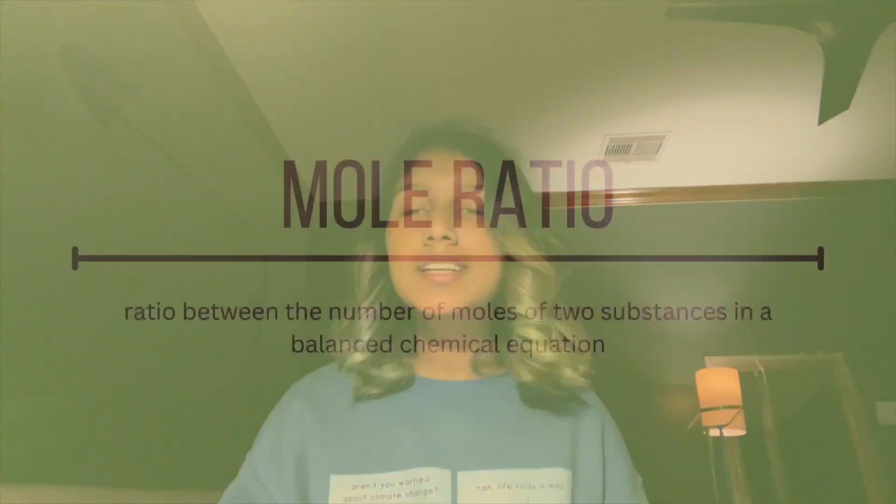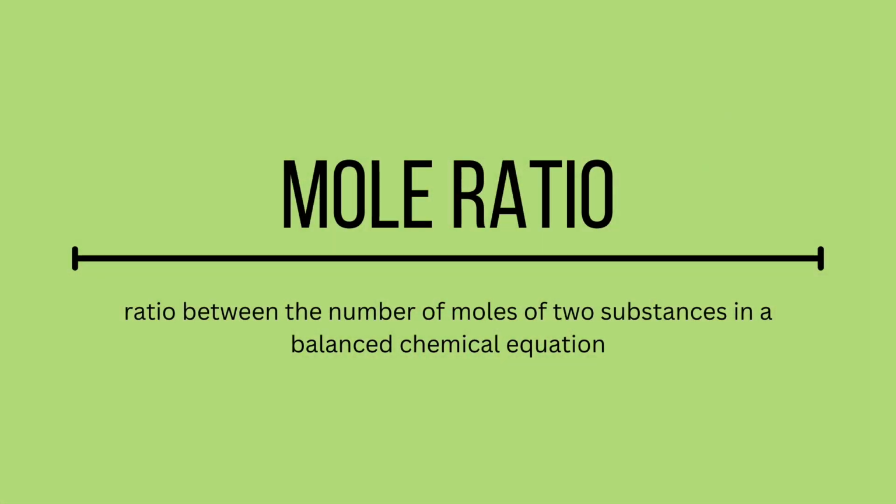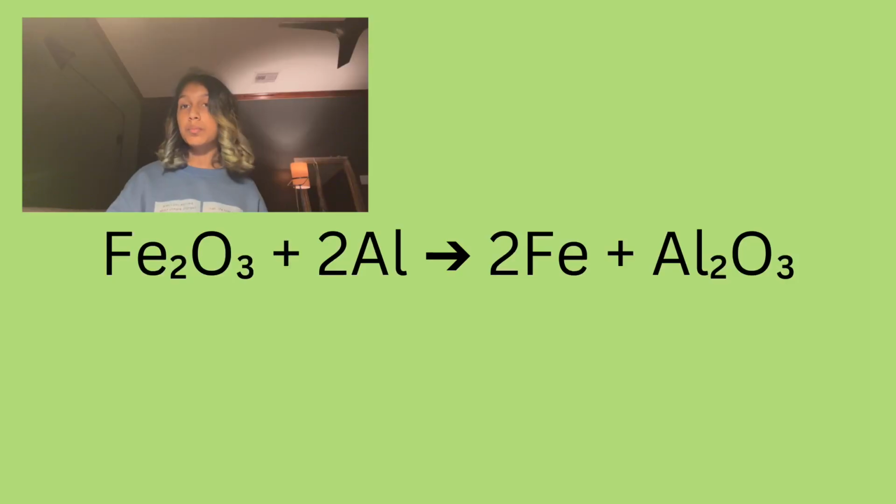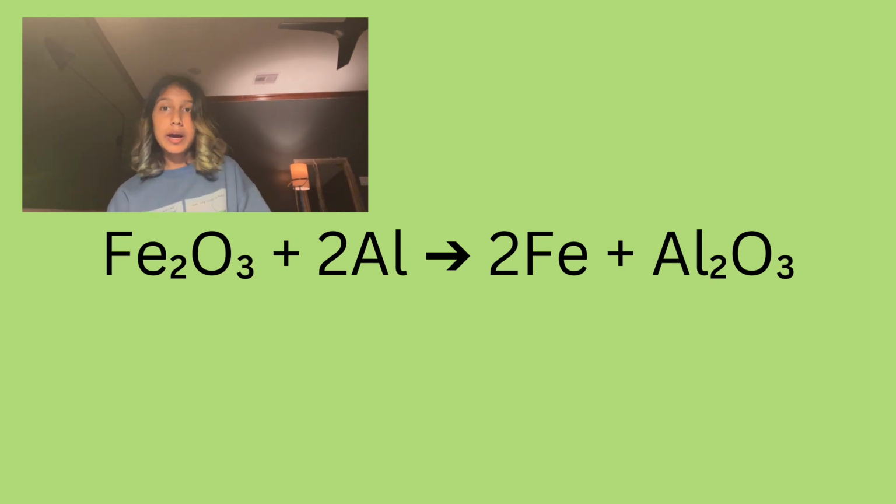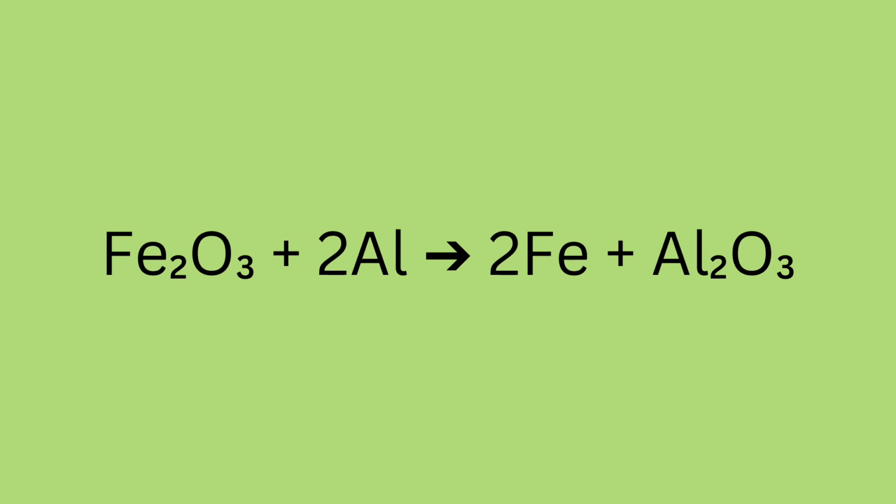Mole ratios are an important part of stoichiometry. The definition isn't hard to guess. It's a ratio between any 2 substances in a balanced chemical equation. For our iron oxide equation, the mole ratio between iron oxide and iron is 1 to 2. What would it be for aluminum to iron? Pause now and think about it. So for aluminum to iron, it would be a 1-to-1 ratio.